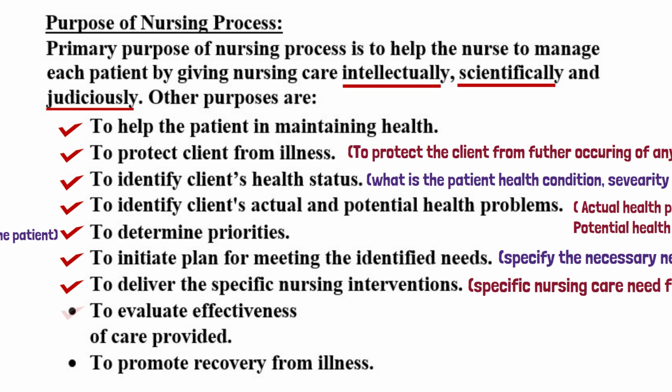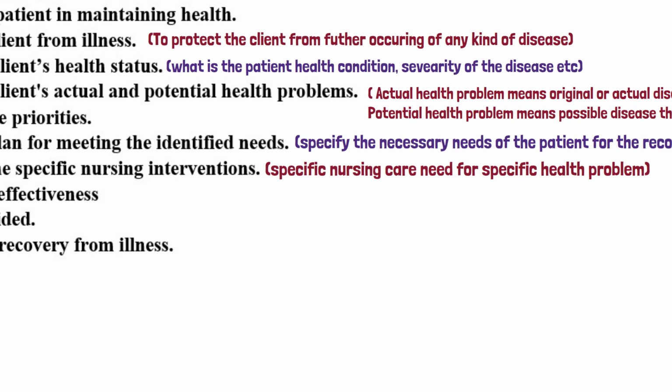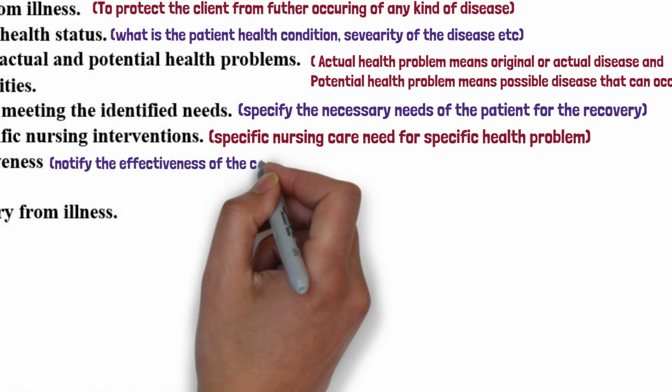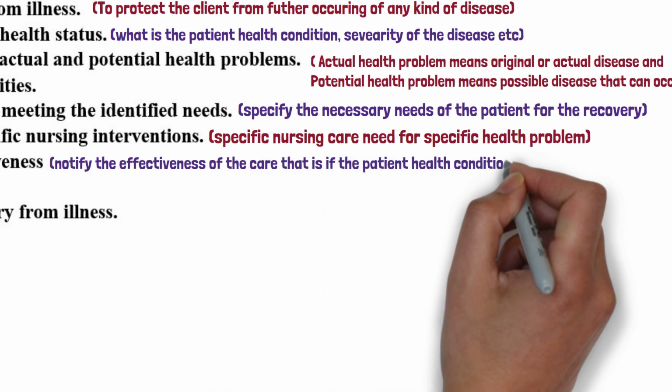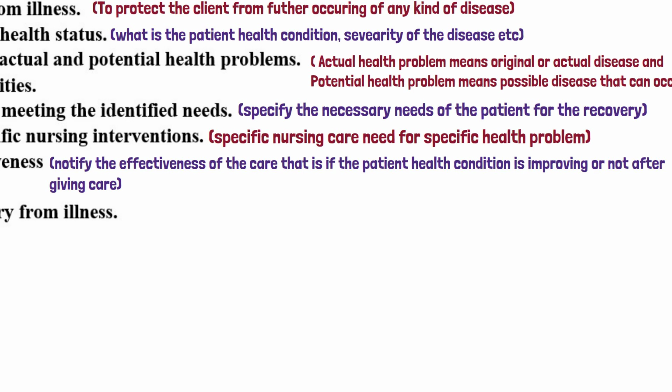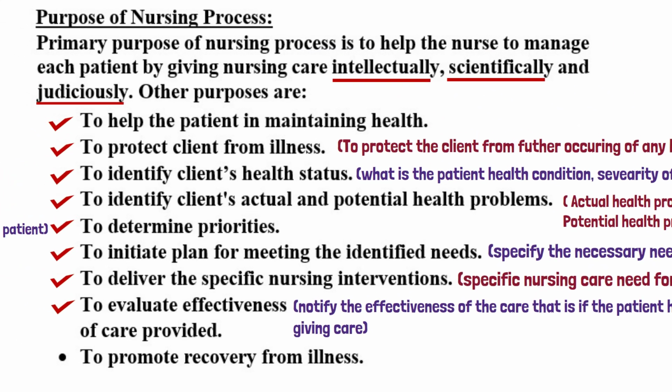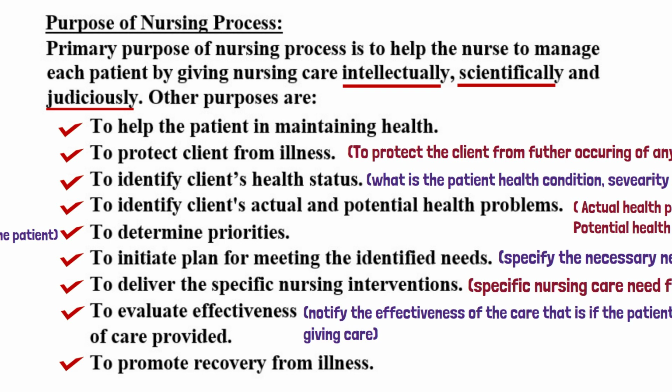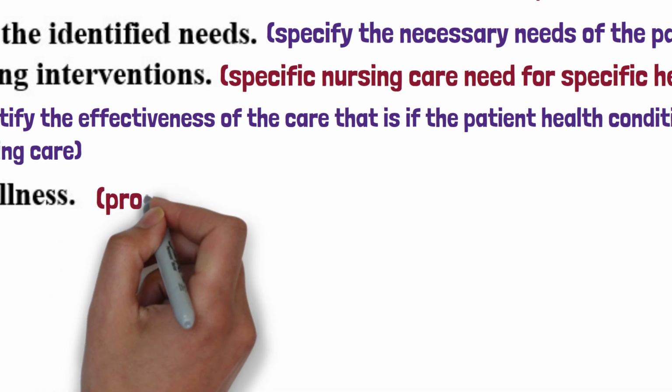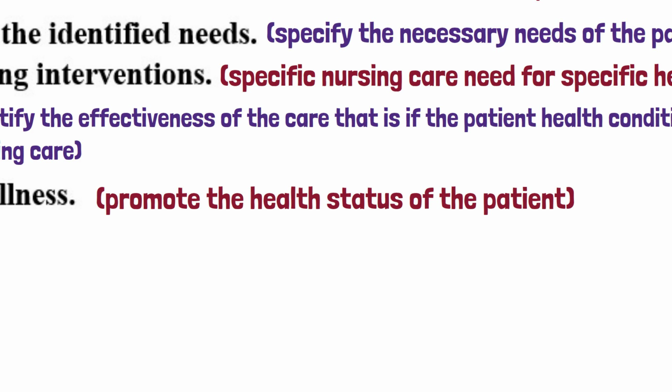Next is to evaluate the effectiveness of the care that has been provided. That means to identify the recovery state of the patient, whether the patient's condition is improving or not. This we need to evaluate. And the last point is to promote recovery from illness. That means if a patient is suffering from any disease, by giving nursing care the nurse needs to promote the health status of the patient.